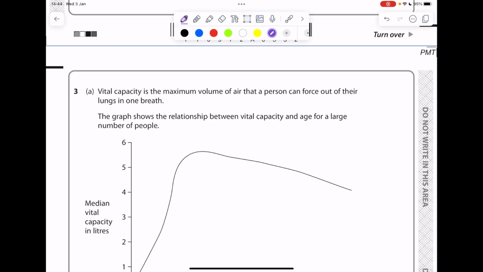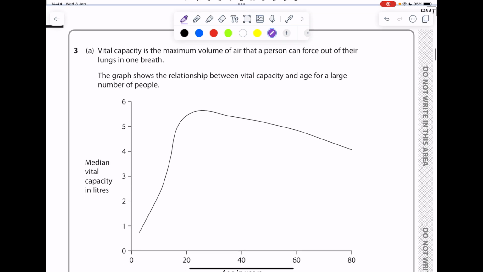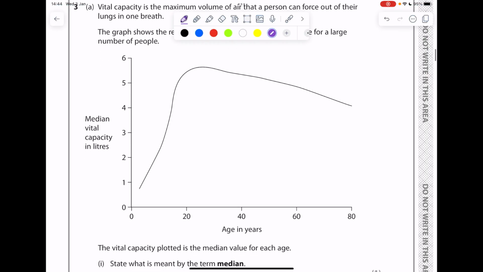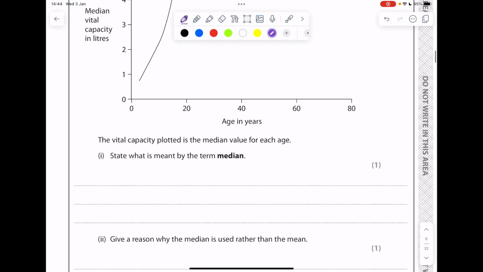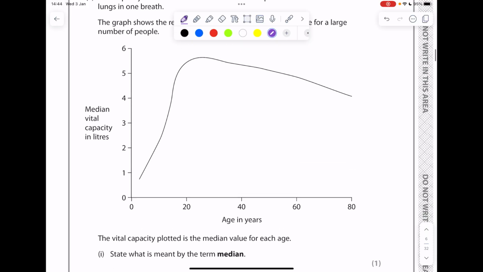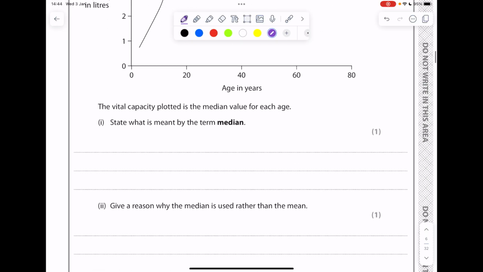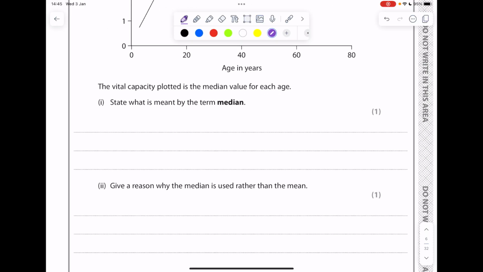Vital capacity is the maximum volume of air that a person can force out of their lungs in one breath. The graph shows the relationship between vital capacity and the age for a large number of people. The vital capacity plotted is the median value for each age. State what is meant by the term median value. That is the middle value.